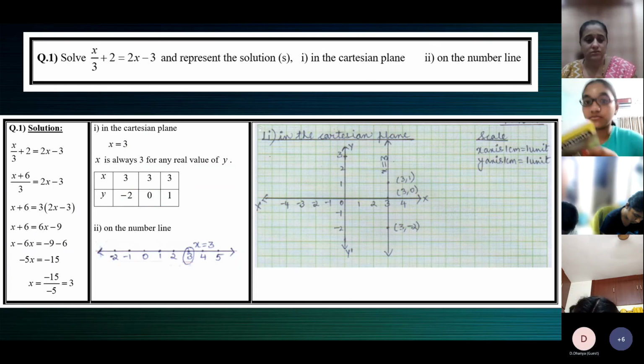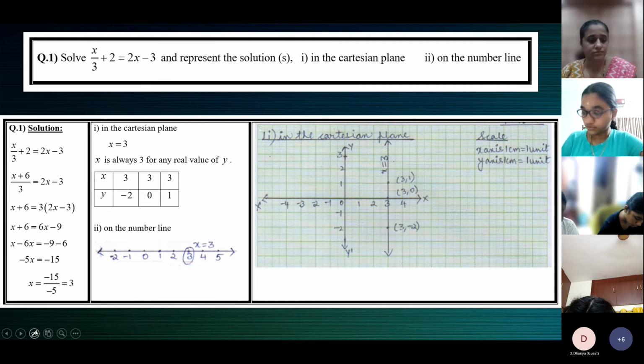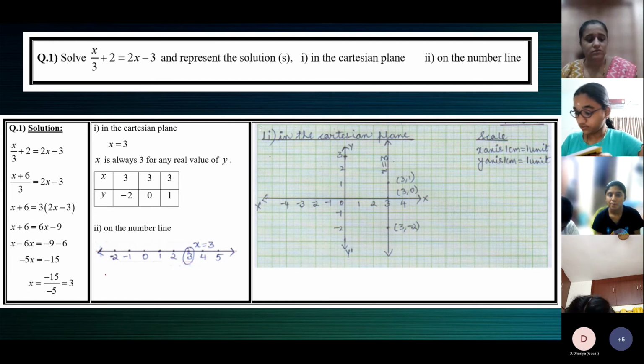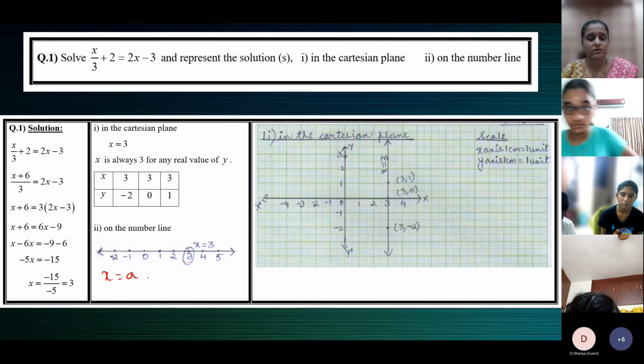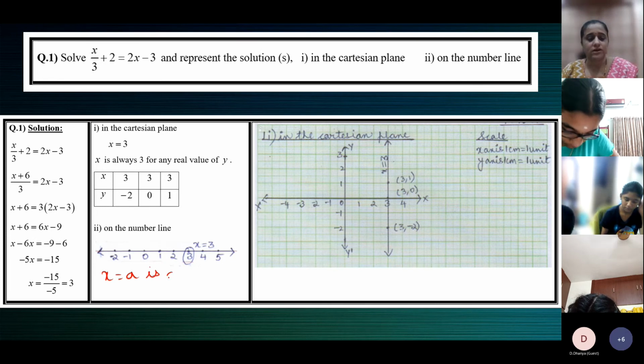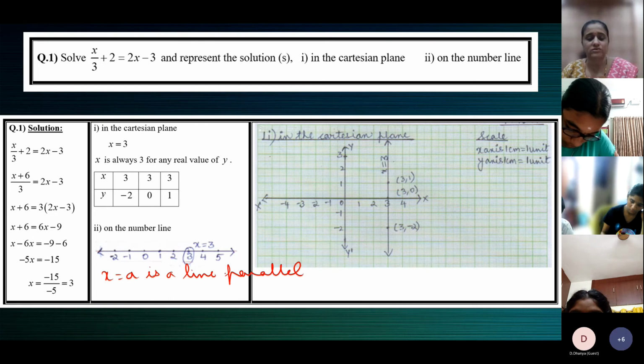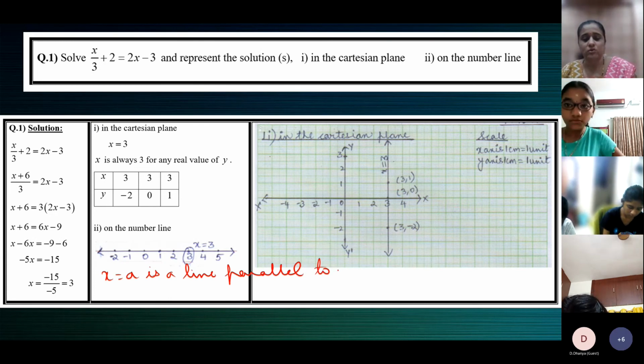Completed, ma'am? Okay, good. So x is equal to a is a line parallel to the y-axis. You can write this note below: this is a line parallel to the y-axis.